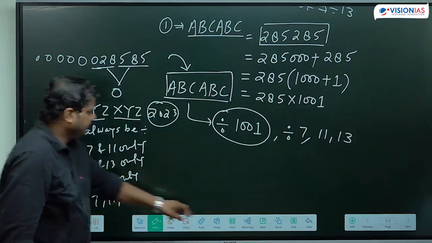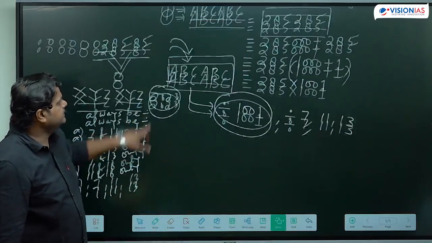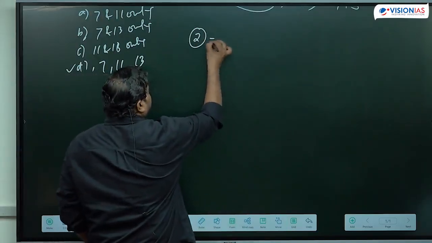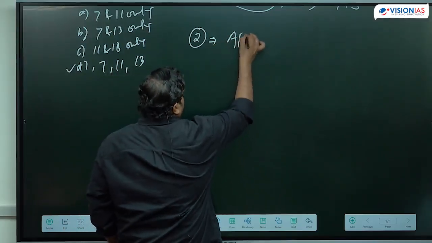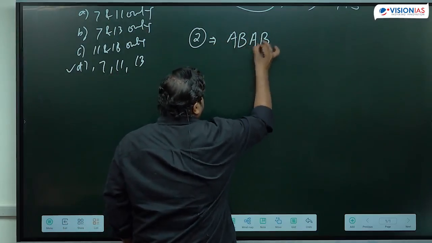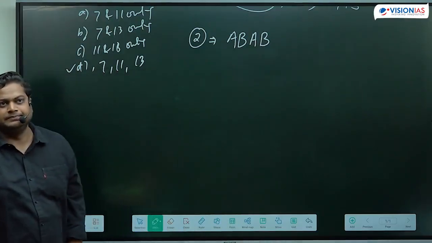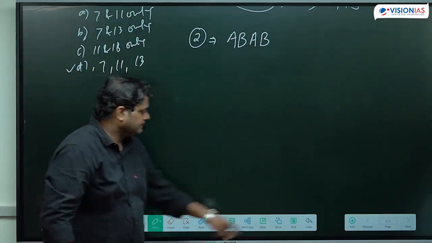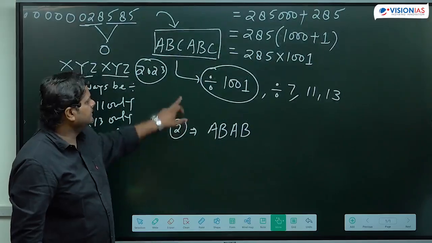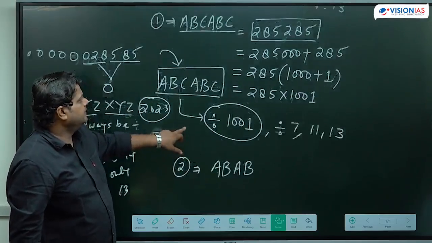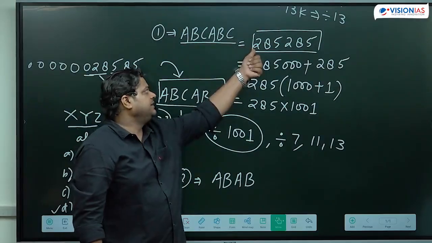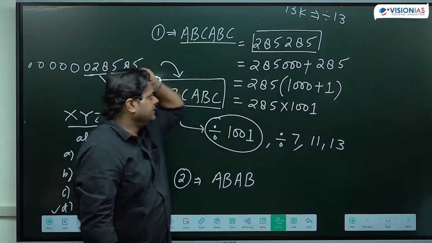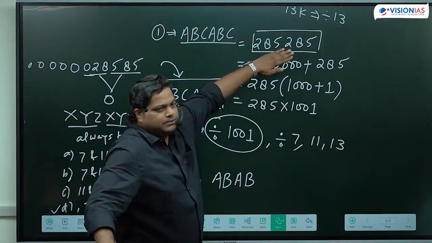ठीक है. Then we can have another form. If a number is written in this form, AB AB. ठीक है. ABC ABC वाले में क्या करा था हमने? Take any number. Like we have taken 285 285. This is in the form of ABC ABC. ठीक है. We can break down this number.